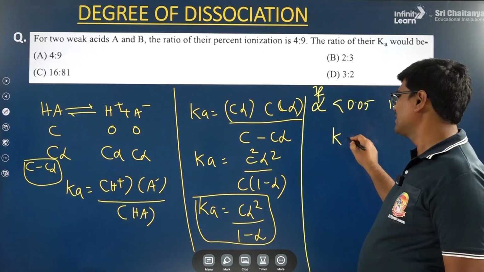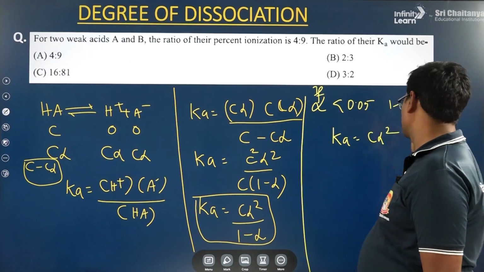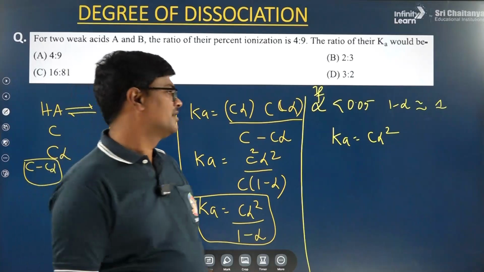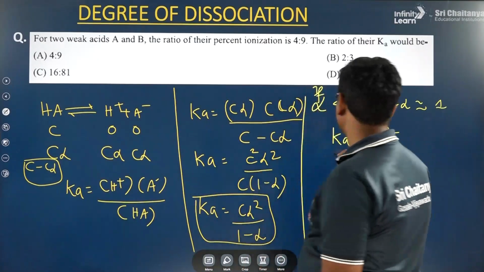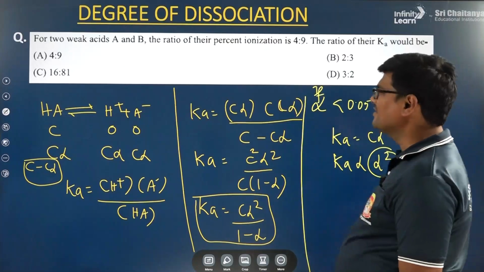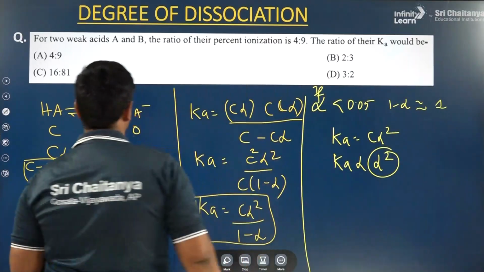Then what happens to Ka? Simply C alpha square. This we know, Arrhenius equation and also Ostwald's dilution law. And what is alpha value? Here Ka is directly proportional to alpha square. Alpha is degree of dissociation. Now come to the problem.